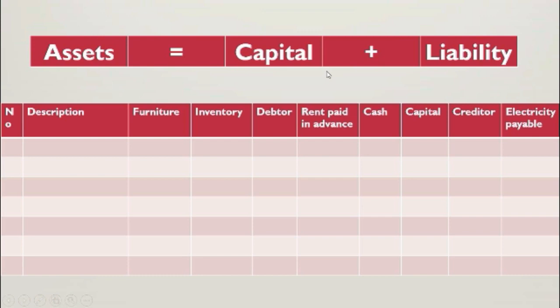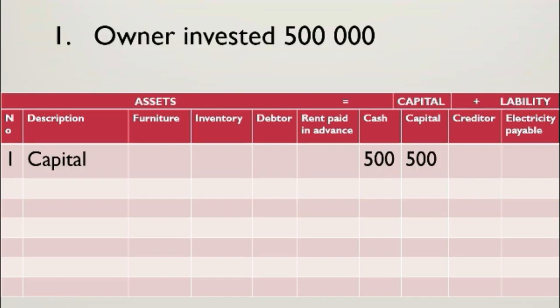To make it simple, I am doing the equation in thousands. The first transaction is owner invested 500,000. So what they are meaning here is the owner has invested 500,000 by cash. When the owner invests 500,000, what will happen to cash? Always think from a cash point of view. It is very easy. The cash is coming into the business. Business is receiving cash. When business receives cash, cash will increase.